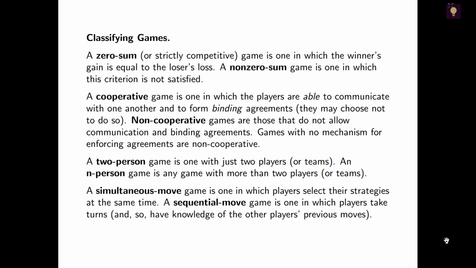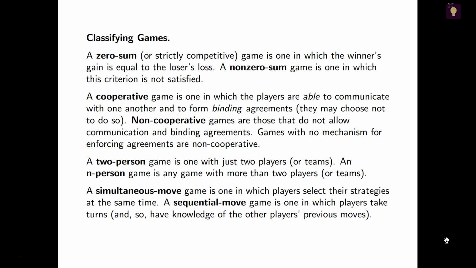We can also take some steps towards classifying games. So we're going to talk first about zero-sum games, or what are sometimes called strictly competitive games. A zero-sum game is one in which the winner's gain is equal to the loser's loss. That's what it means for it to be a zero-sum game. In order for me to get more, you have to lose something. A non-zero-sum game is one in which this criterion is not satisfied. It's one where it's possible that we both do better off, or both do worse off. Just because I do better doesn't mean you must do worse, and vice versa.